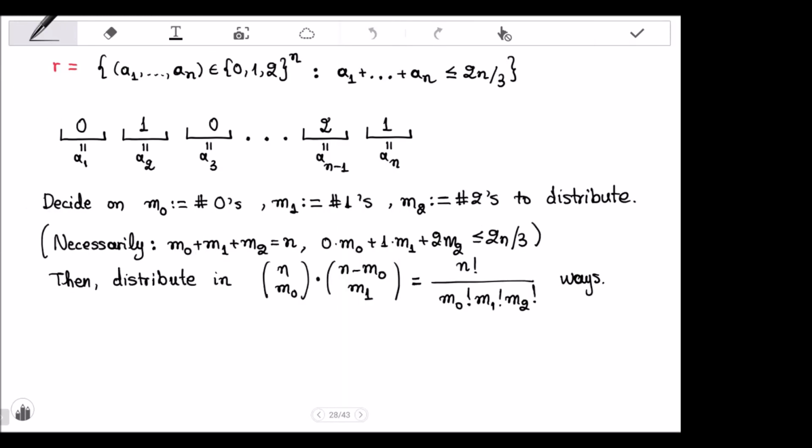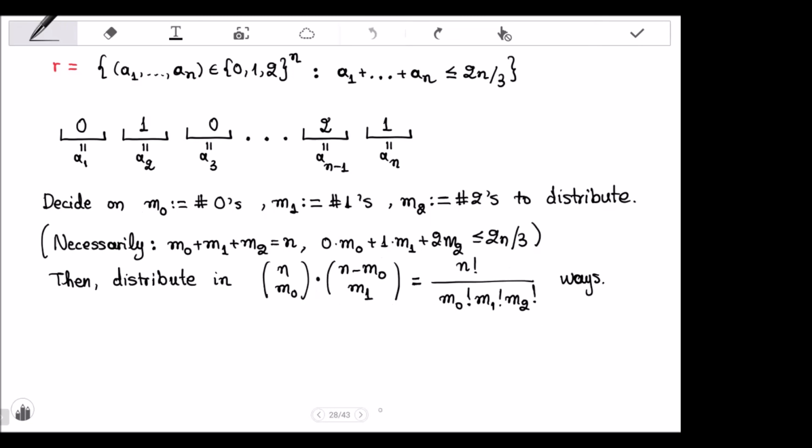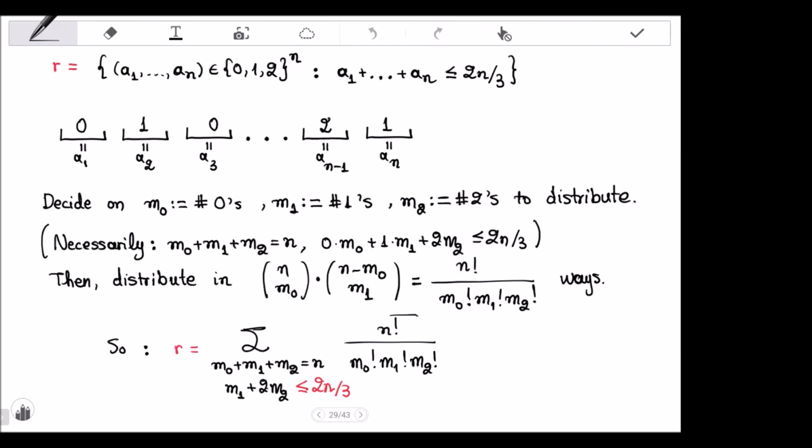So once you decide on your M0, M1, and M2, you just have to pick M0 positions out of these n to put the zeros. Then from the remaining positions, you choose M1 to put the ones, and the rest are just M2, where you put the twos. And you get this many ways. So for any admissible triple, this is the number of ways you have to distribute. Therefore, R is the sum of these quantities, these ways here, over all admissible triples.